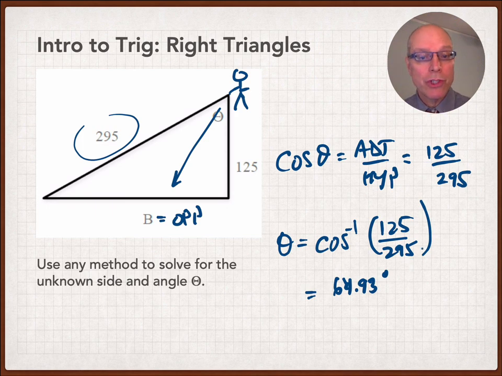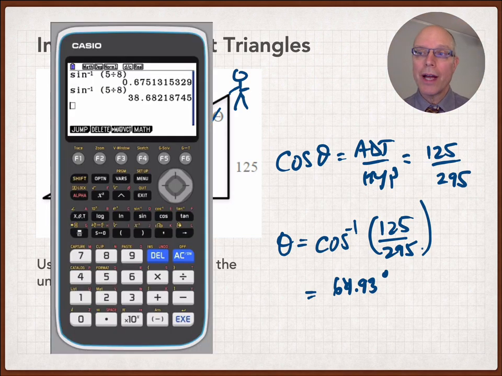So let's check that out and see how it looks in the calc. Okay, so in this case what I've got is inverse cosine, so I hit shift and then cosine, pulls that up.